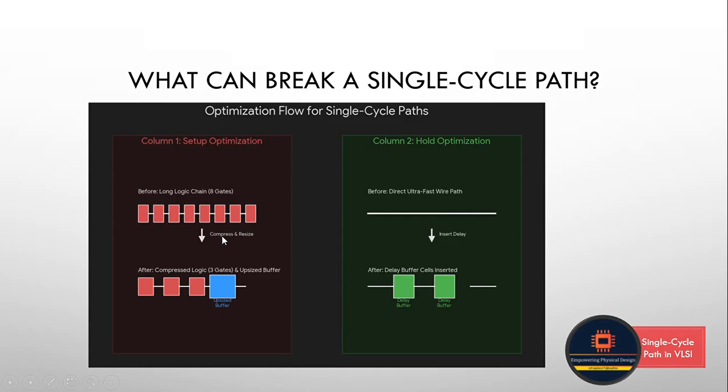So this is setup optimization, how do we do, and this is hold optimization, how do we do. As I told, for setup optimization, if we have a long logic chain, let's say a lot of logic gates in a row, that time we can compress it and resize it. So we can upsize the buffers, or we can upsize the cells, and then we can use fewer logic gates in a row. So that will help to fix setup.